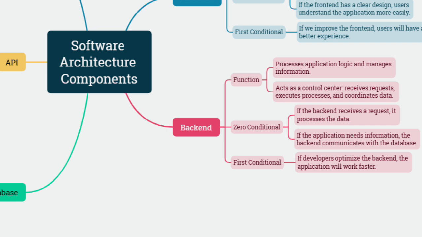Back end. Its function is to process application logic and manage information. It acts as a control center, receives requests, executes processes, and coordinates data. If the back end receives a request, it processes the data. If the application needs information, the back end communicates with the database. If developers optimize the back end, the application will work faster.